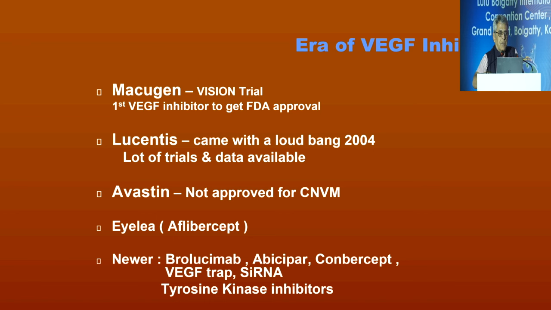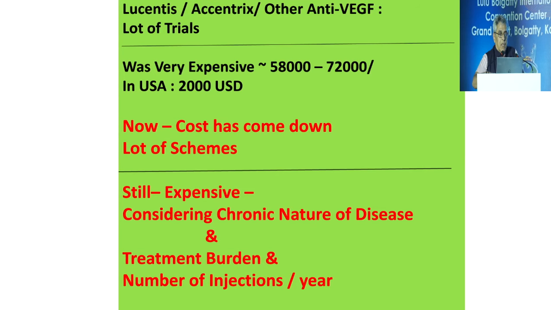It all started with Macugen a long time back. In fact, Macugen is now no longer available. Then we had ranibizumab, then Avastin, then Eylea, aflibercept, and newer molecules like brolucizumab, and so many others are also in the pipeline. But believe me, all these anti-VEGF inhibitors came to market after a lot of trials, and data is available. But the issue was of expense and affordability.